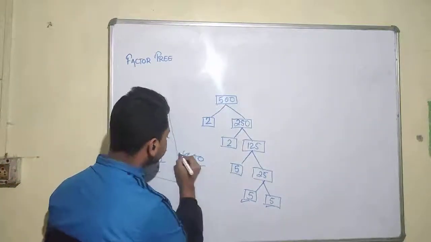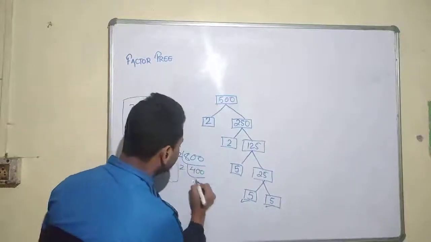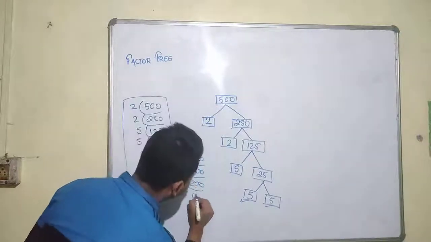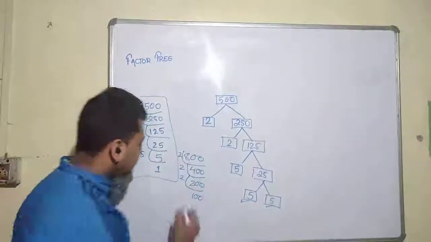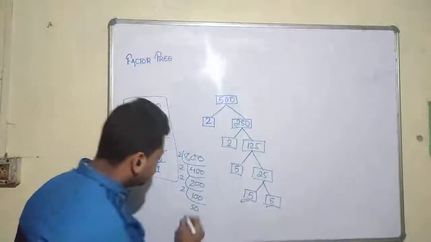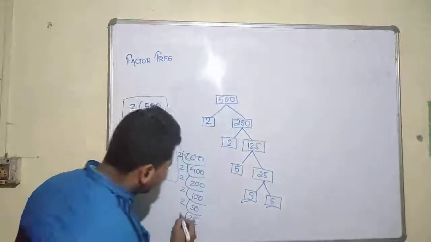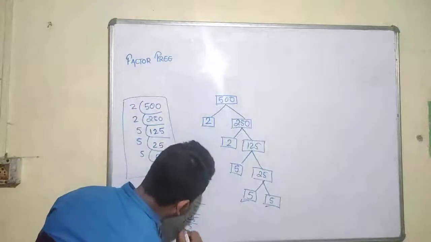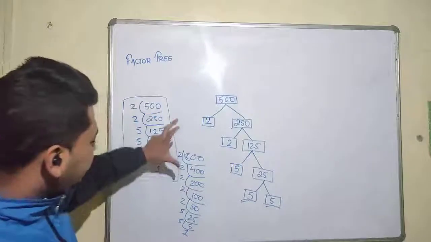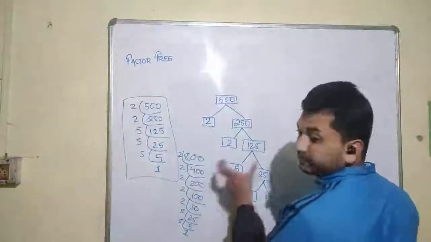2 times 400 is 800, 2 times 200 is 400, 2 times 100 is 200, 2 times 50 is 100, 2 times 25 is 50, 5 times 5 is 25. So we have got these factors. Now we will express this as a factor tree.